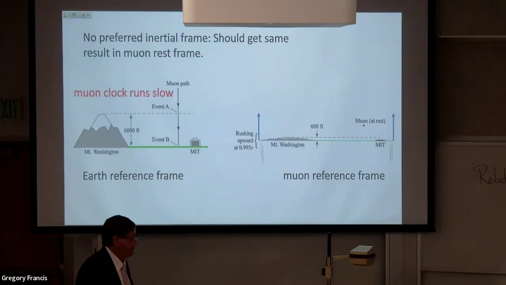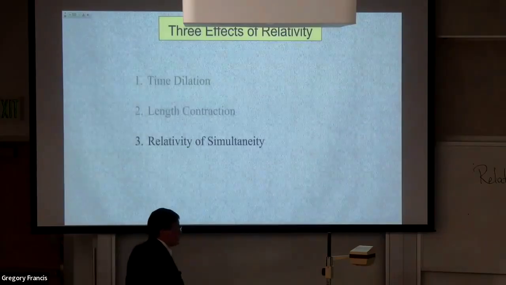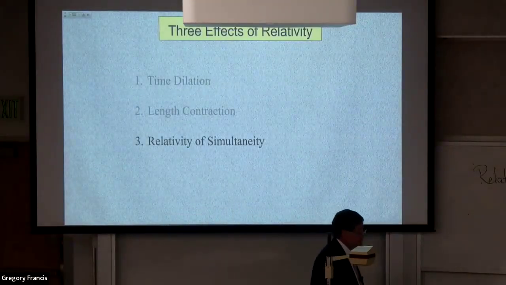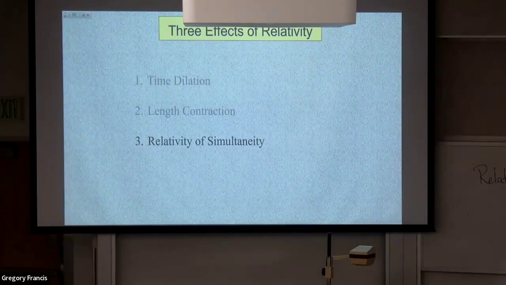Now, there's one last weirdness, relativity of simultaneity, and this is the weirdest of them all. And this is the one that accounts for all of the paradoxes that you find attached to relativity. The twin paradox, the hole in the barn paradox.